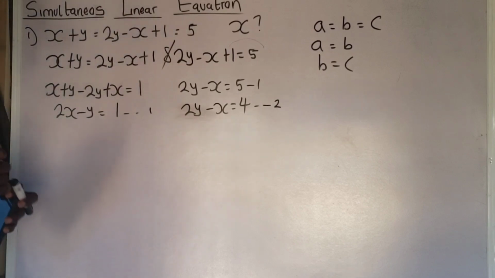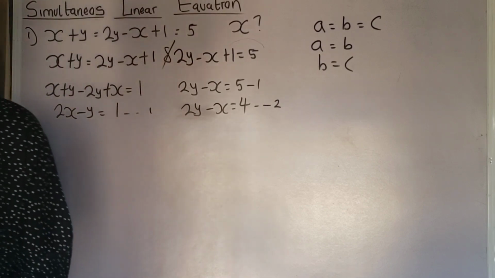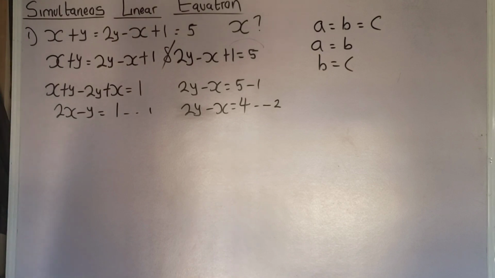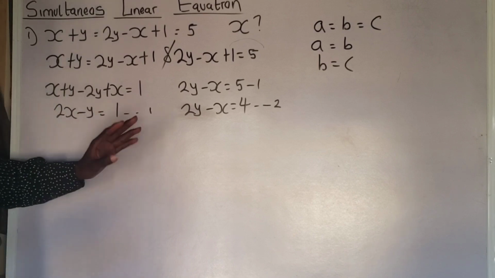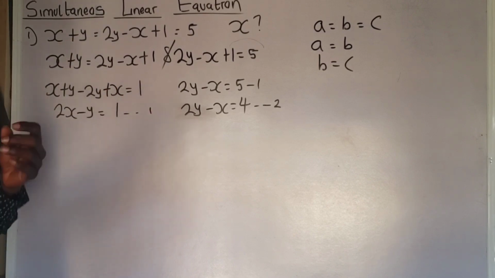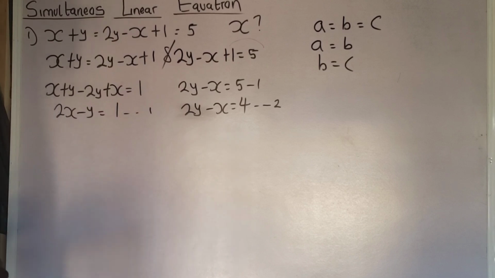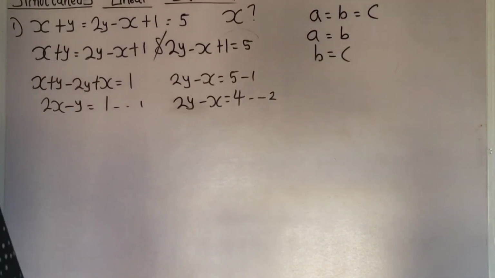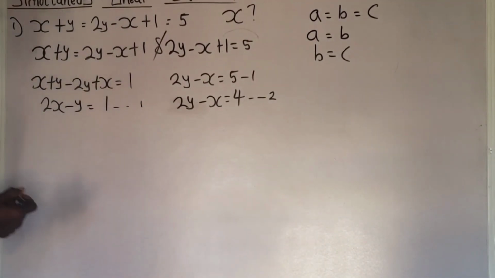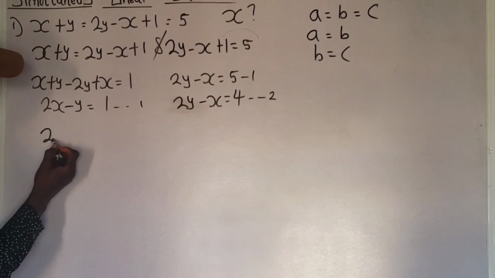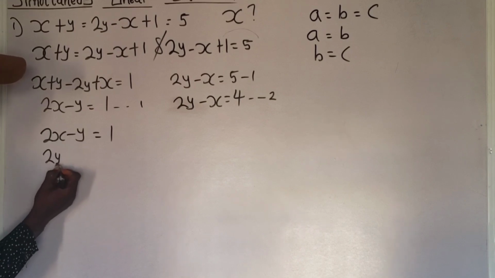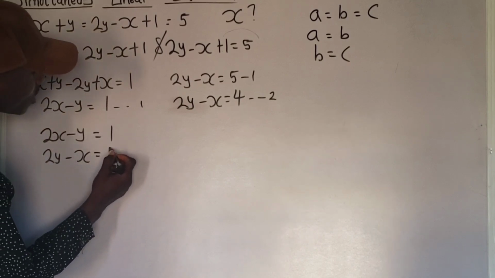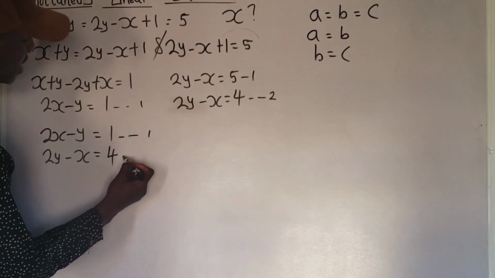We've learned how to solve simultaneous linear equations using the elimination method and the substitution method. So you can see that we have already arrived at two equations now. You can deal with these equations using any of the methods that we learned in our previous class. Let us first combine equations 1 and 2. Equation 1 is 2x minus y equals 1 and 2y minus x equals 4. This is equation 1 and this is equation 2.